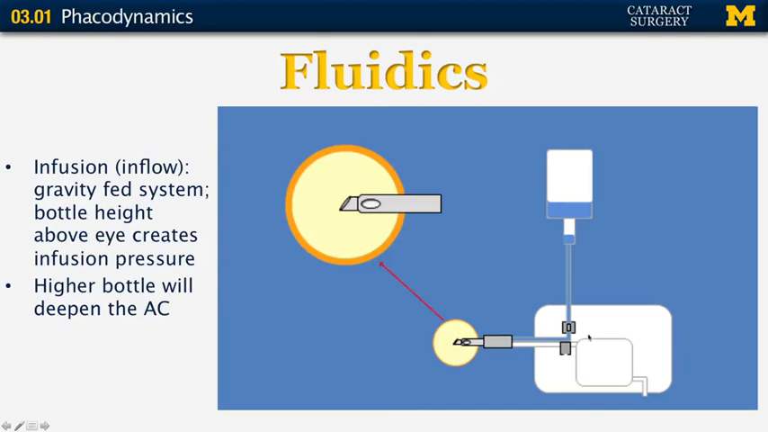Now we can see that there's a bottle represented here that has balanced salt solution that's going to be flowing into the eye by a gravity-fed system. And it simply is a gravity-fed system, so the higher the bottle height, the more fluid inflow there is into the eye. So if we have a steady-state system where there's no fluid being removed, it follows that if we raise that bottle height, we actually deepen the anterior chamber. So this is a modification we can make at the time of cataract surgery.